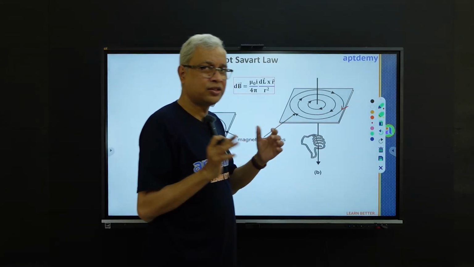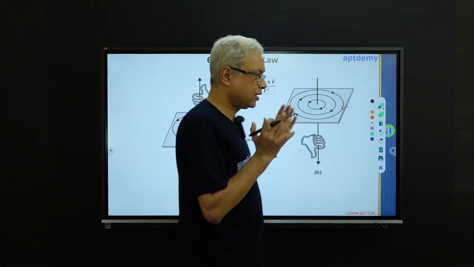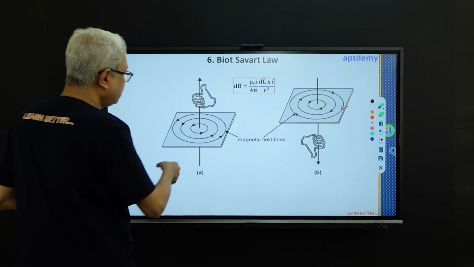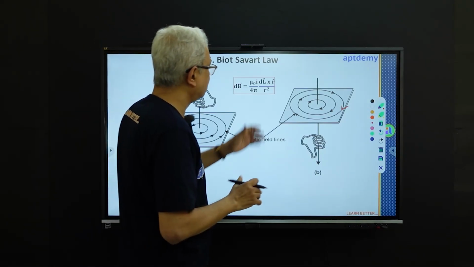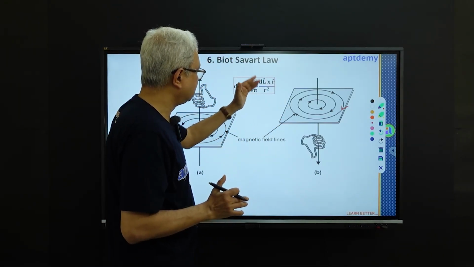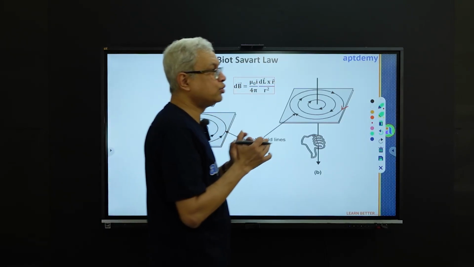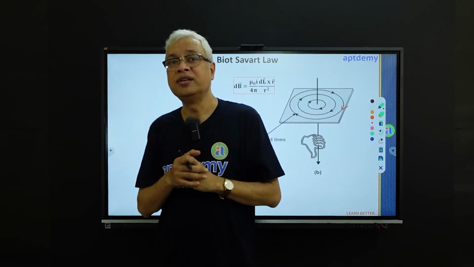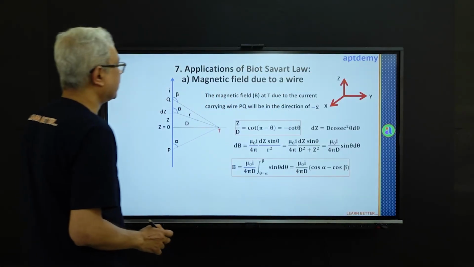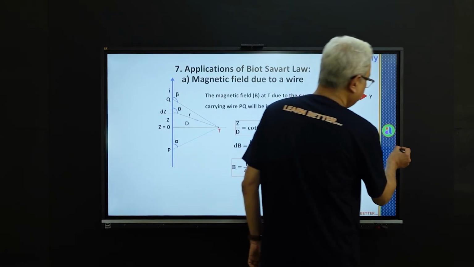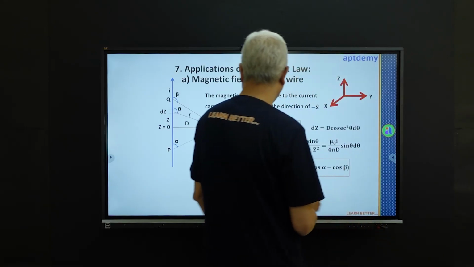So for this you need a thorough reading of standard textbooks, and once you have a clear concept, you can easily find out the direction of the magnetic field produced due to a current carrying conductor. This is the Biot-Savart law. Using the Biot-Savart law, you can calculate the magnetic field produced by a current carrying conductor in its surrounding space. Okay. Now, the magnetic field produced by a finite length conducting wire.